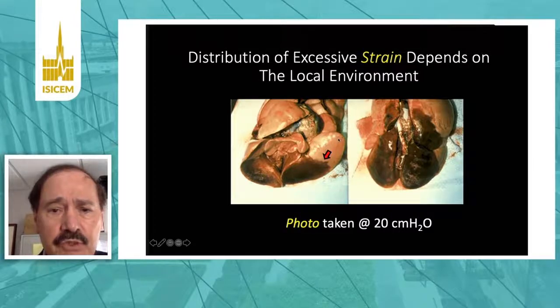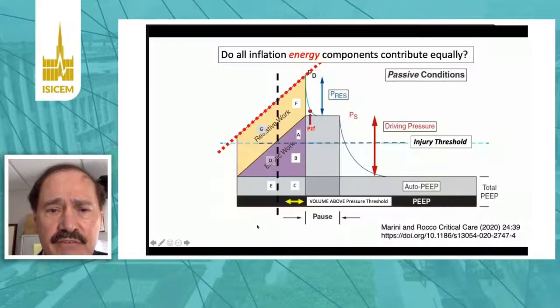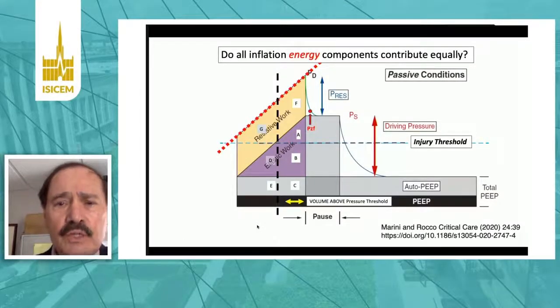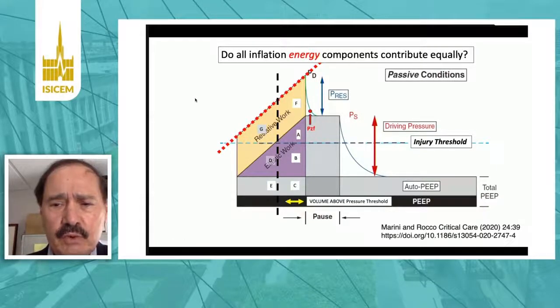These areas are preserved. The anterior regions are preserved. The dependent regions are devastated. And therefore, we must assume that the micromechanics make a difference. Now, in a recent paper, we talked about the components of energy and therefore of power that make a difference. I'd refer you to this paper to read more about that.